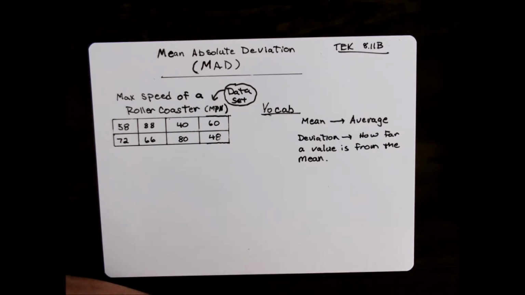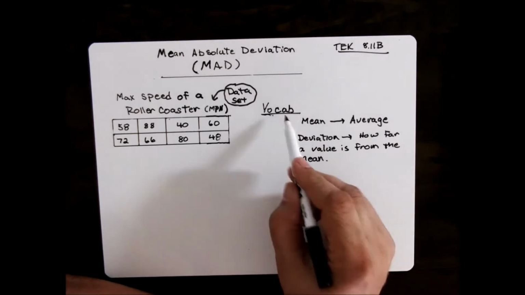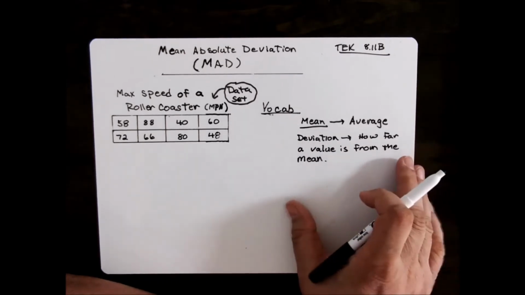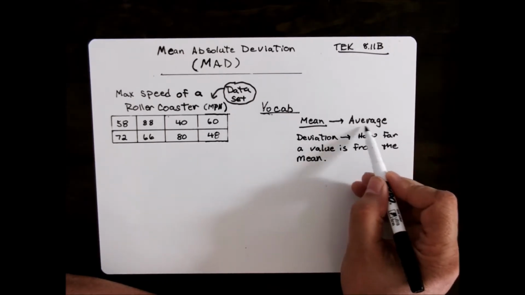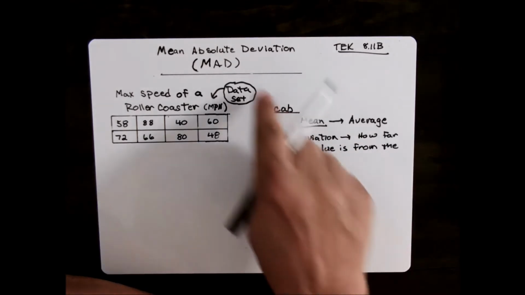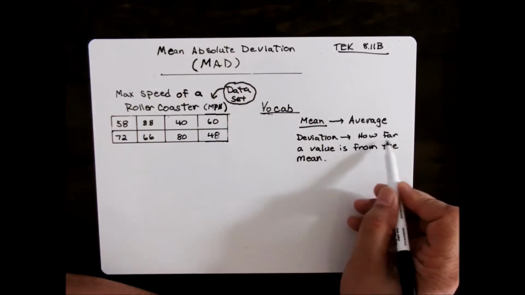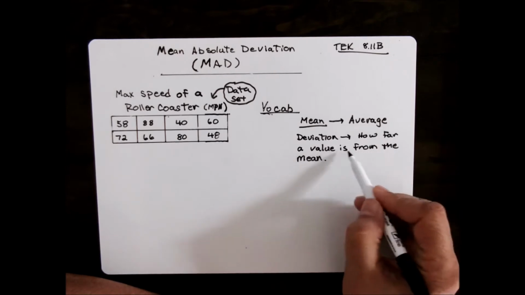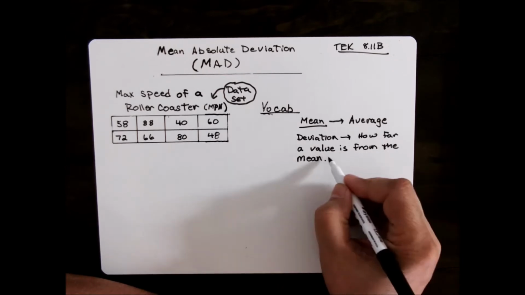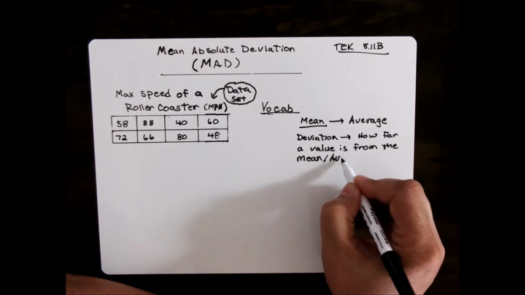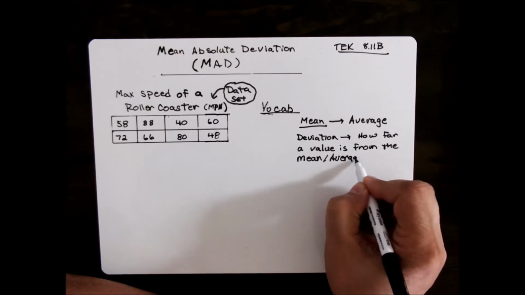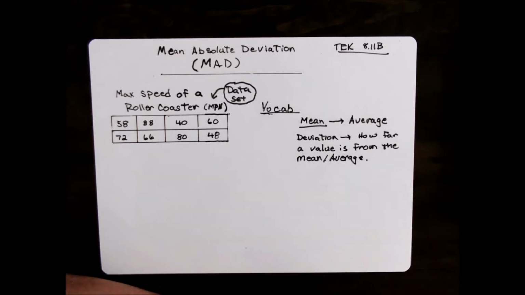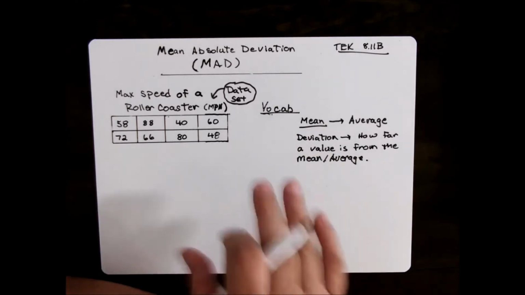Okay, what we want to find first is the average, the mean. Our vocabulary here: the mean is just a fancy word for the average. Deviation, in this case, is how far a value is from the mean or average, A-V-E-R-A-G-E, average. So that's the vocabulary we need to know here.